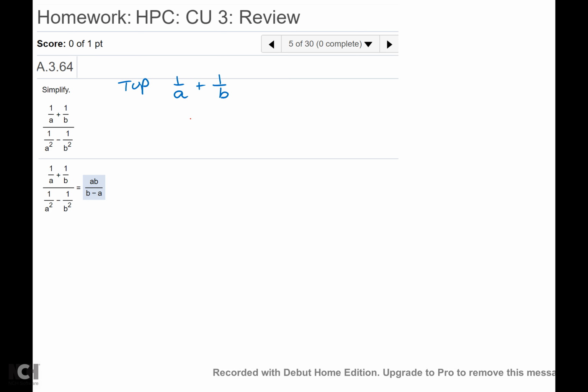If I make a common denominator, that would be a times b, ab. This one has the a, it's missing the b. This one has the b, it's missing the a. So on top, I have b plus a. There's my top. Okay, b plus a over ab.